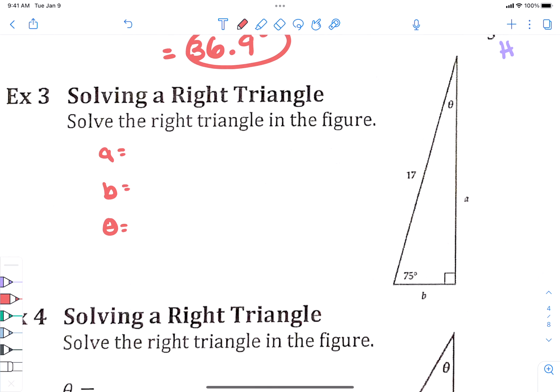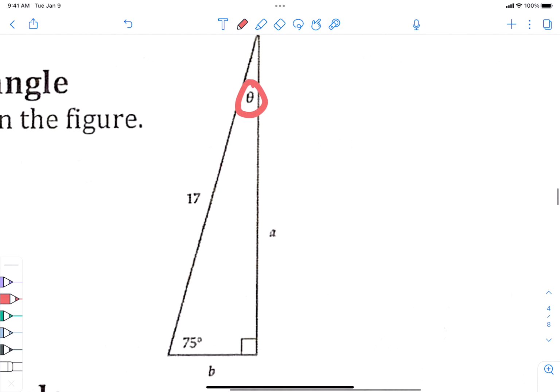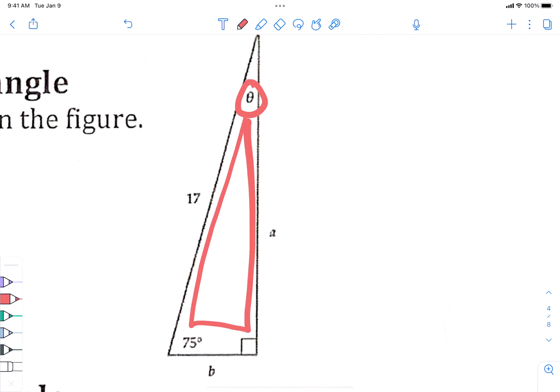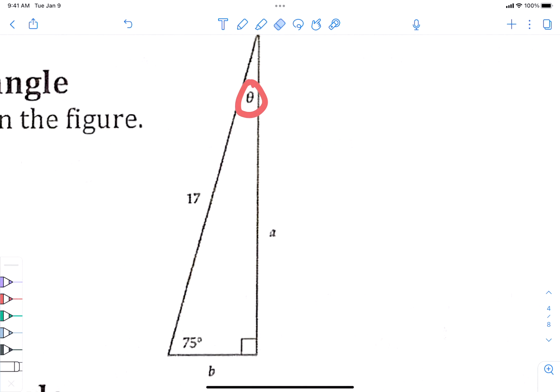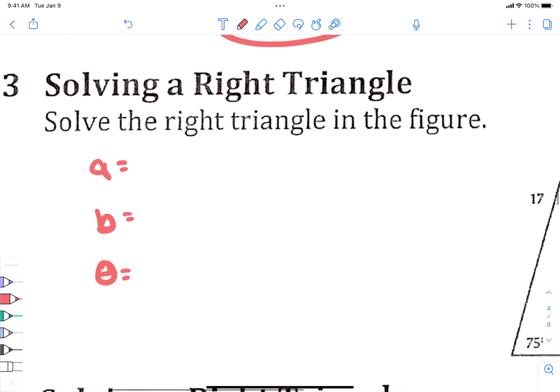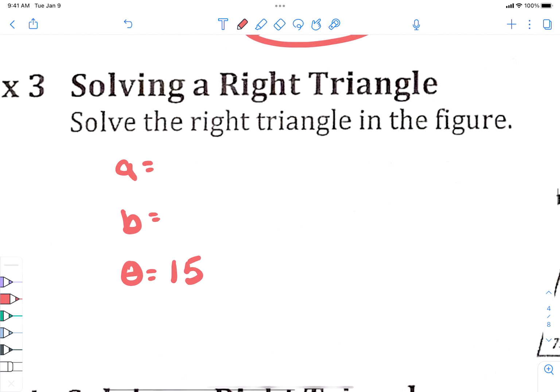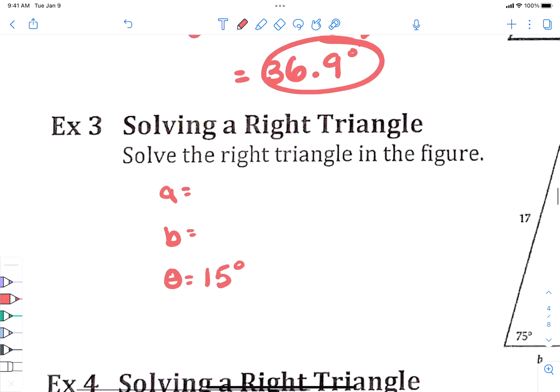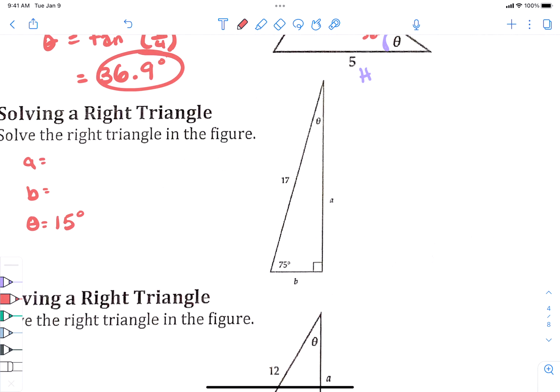Theta is 15. Cray says theta is 15. Is he right? Yes. How does he know? Because if one corner is 90, then these two add up to be the other 90. 90 minus 75 is 15, so he is right. Theta is 15. Make sure you label it as degrees so we know that it's an angle. And then we need little a and little b.